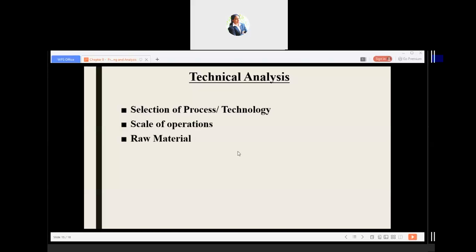Now, since the process of manufacture and the machinery or equipment required depend upon the raw materials used, the investment on plant and machinery will also to some extent depend upon the raw materials used. Hence, the cost of capital investments required on plant and machinery should also be analyzed before arriving at a decision on the choice of raw materials.